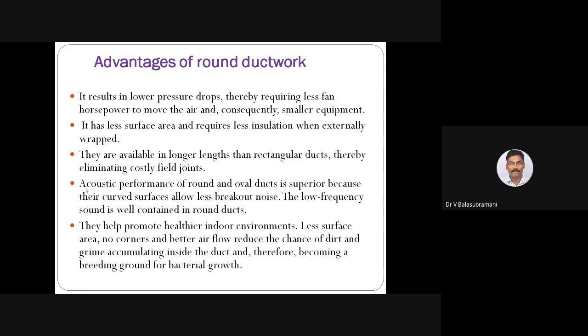Another very important advantage is the acoustic performance. The acoustic performance of round and oval ducts is superior because of their curved nature. It allows less breakout noise. The low frequency sound is well contained in a round duct. So they help promote a healthier indoor environment: less surface area, no corners and better airflow reduce the chances of dirt and grime accumulating inside the duct, which would become a breeding ground for bacterial growth. So the advantages are lower pressure drop and better acoustic performance, with less chance of dirt. So these are the advantages.